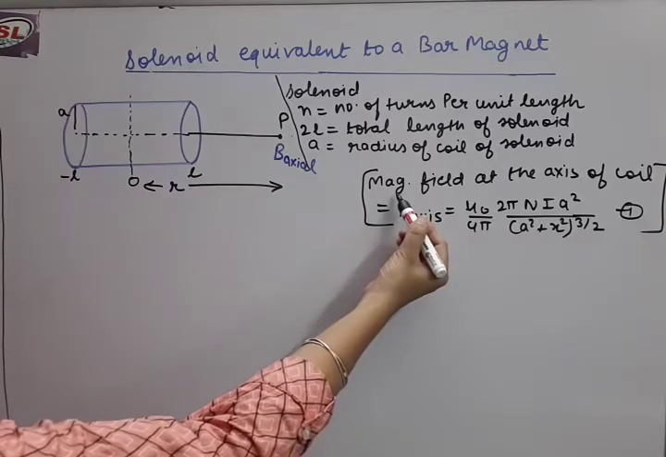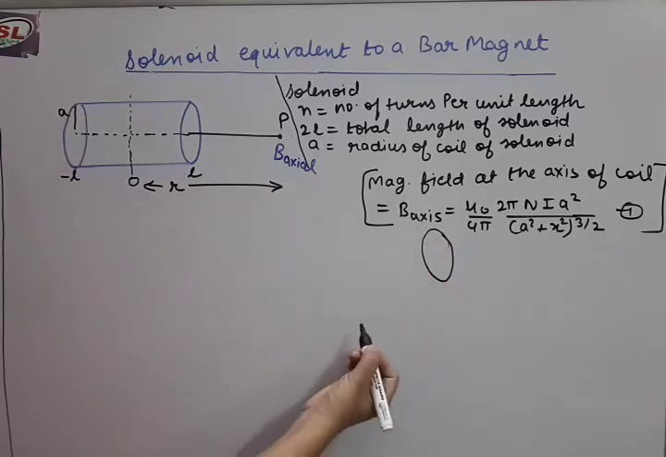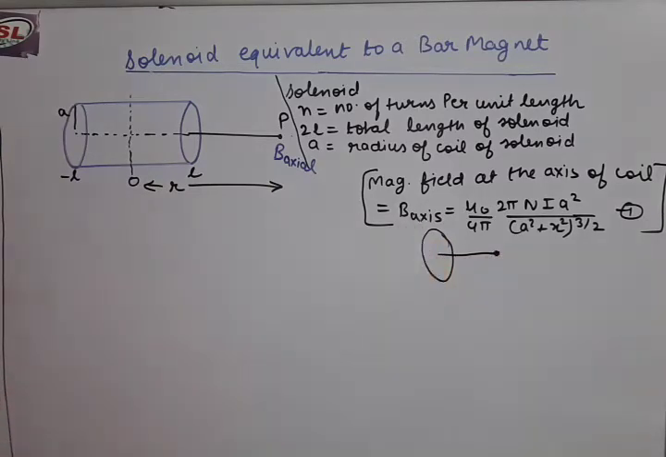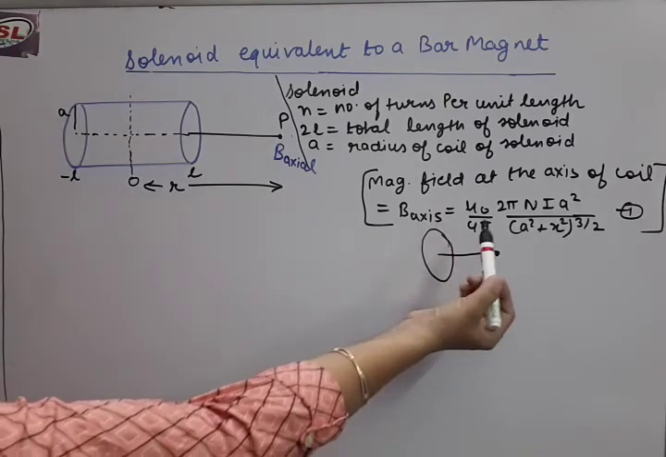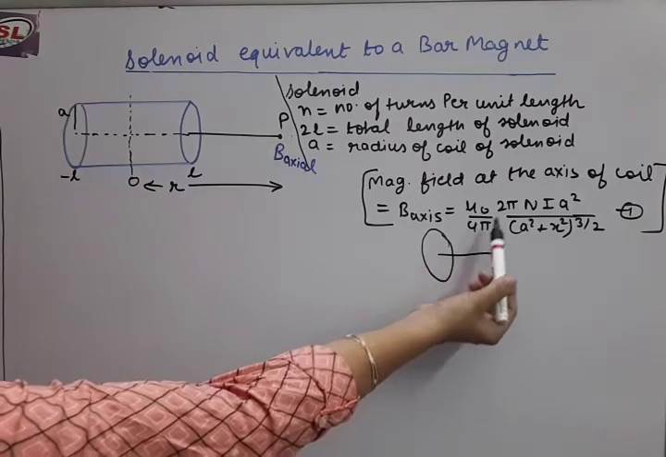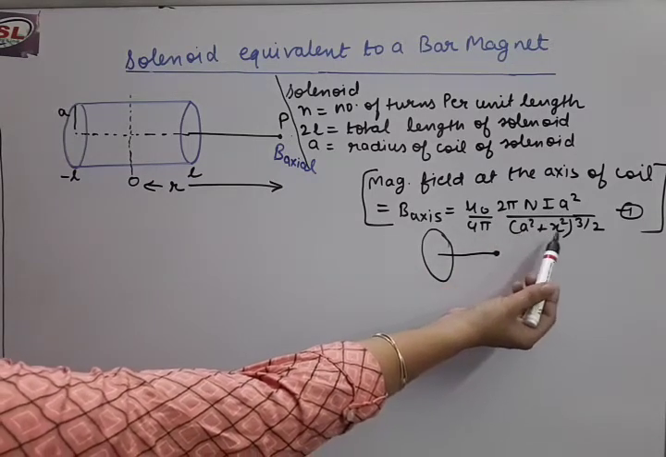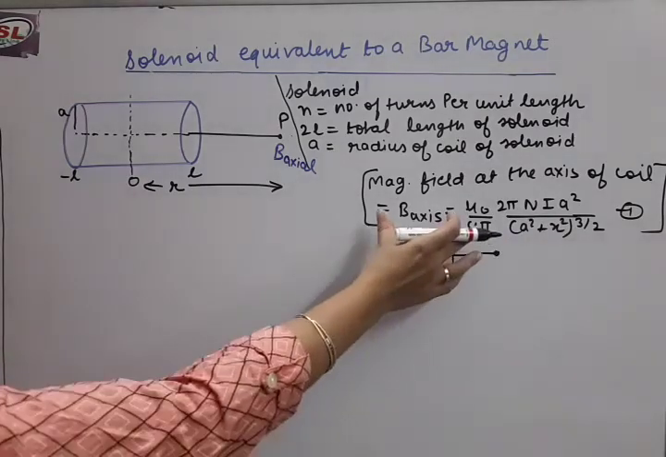We need one formula that we have already derived using Biot-Savart's law. The magnetic field at the axis of any coil, if this type of coil is given, is B axis equals mu 0 upon 4 pi times 2 pi N I a square upon (a square plus x square) power 3 by 2. Now we will use this formula.